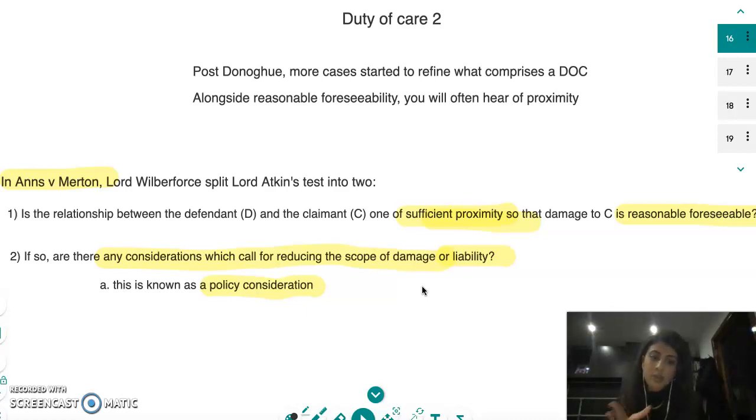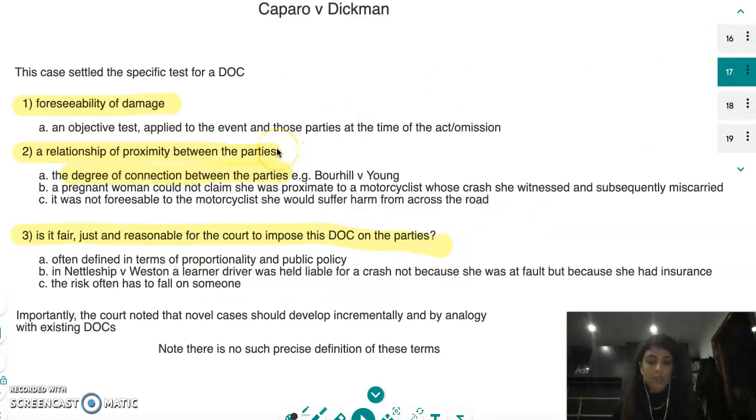But this sounds quite confusing for now, and the courts made this much simpler in Caparo and Dickman, which is the case that really lays out the 3 stages for establishing a duty of care now. So, the first is foreseeability of damage. We got this from Donoghue and Stevenson. It's an objective test, not a subjective test. And by objective, we mean it's based on facts. It will be the position of a reasonable man as opposed to that specific defendant.